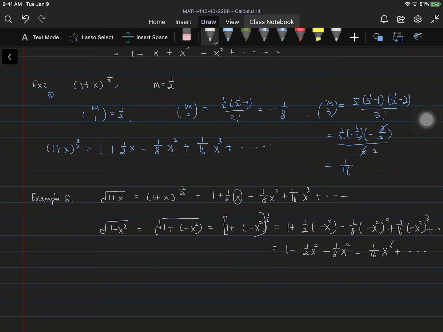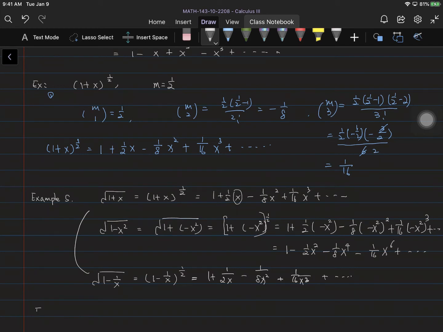Okay, now let's take a look at the other one: root of 1 minus 1 over x. This is the same as the first one. We just change x into 1 over x. So it's going to be 1 plus 1 over 2x minus 1 over 8, and because x changes into 1 over x, it goes to the denominator, then 1 over 16 x cubed. Something like that.